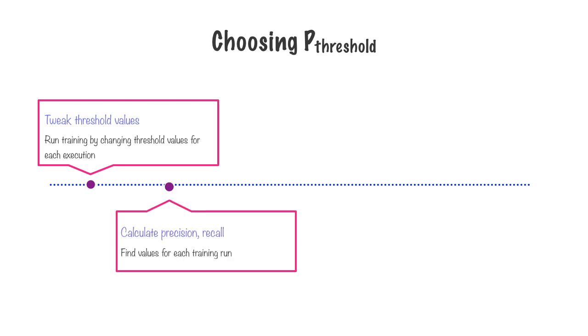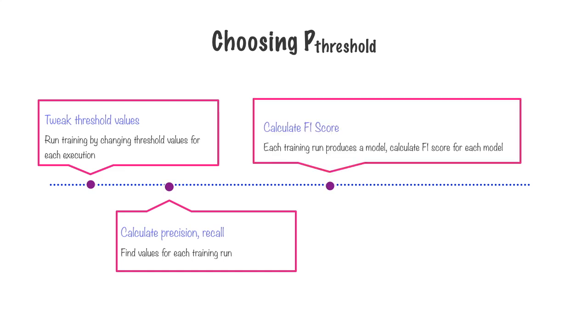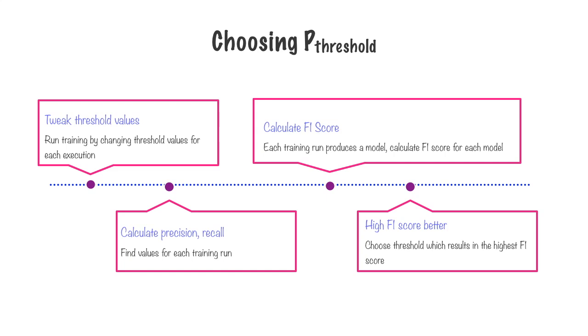For every training run with a certain decision threshold, you'll find values for both precision and recall, because precision and recall are what are used to calculate the F1 score, the harmonic mean. Apply the formula for the F1 score to the precision and recall values that we've calculated for every training run. Precision and recall values will be different for every training run because we've changed our decision threshold. With F1 scores available for all the machine learning models that you've generated, you'll choose that model which has the highest F1 score. That is the better model. That is the one which offers the best trade off between precision and recall.